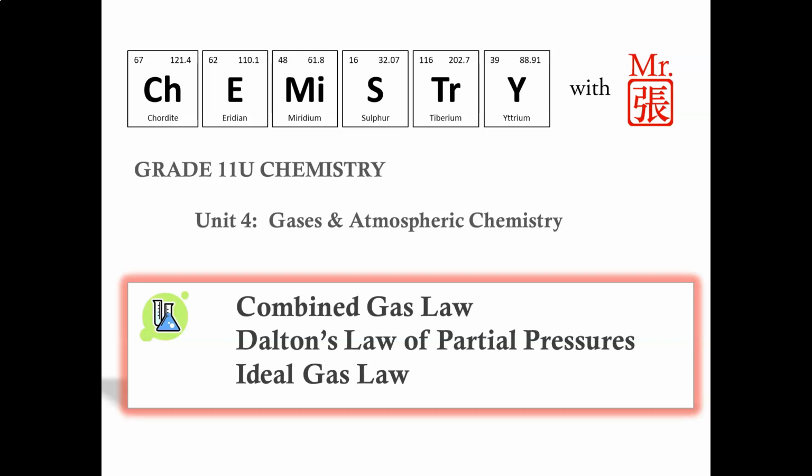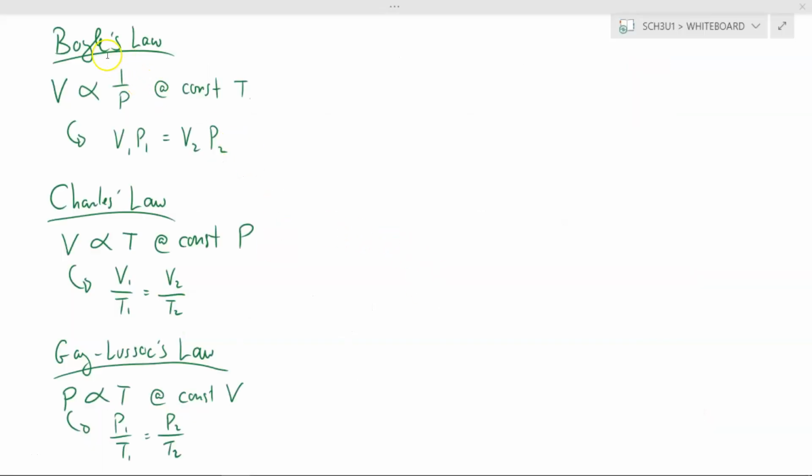In this video tutorial, we will look at the topics of combined gas law, Dalton's law of partial pressures, and the ideal gas law. In our previous lesson, we discussed the three gas laws, Boyle's law, Charles' law, and Gay-Lussac's law. We saw that volume and pressure had an inverse relationship, meaning as one increased, the other one would decrease, but this only occurred at a constant temperature.